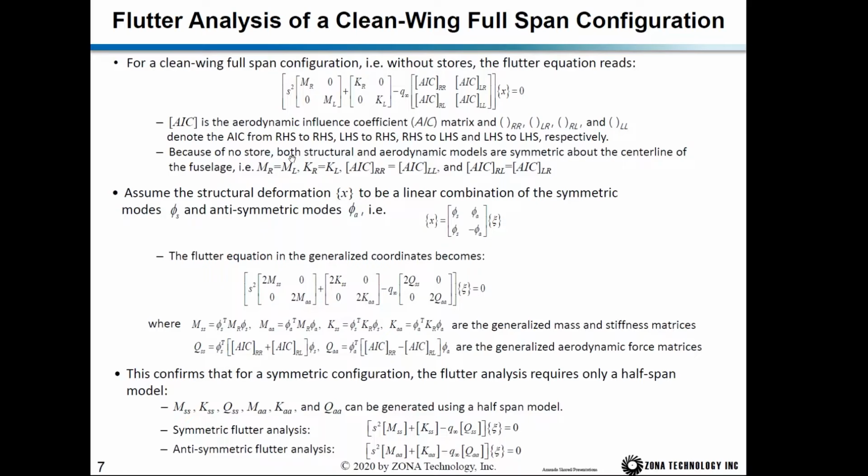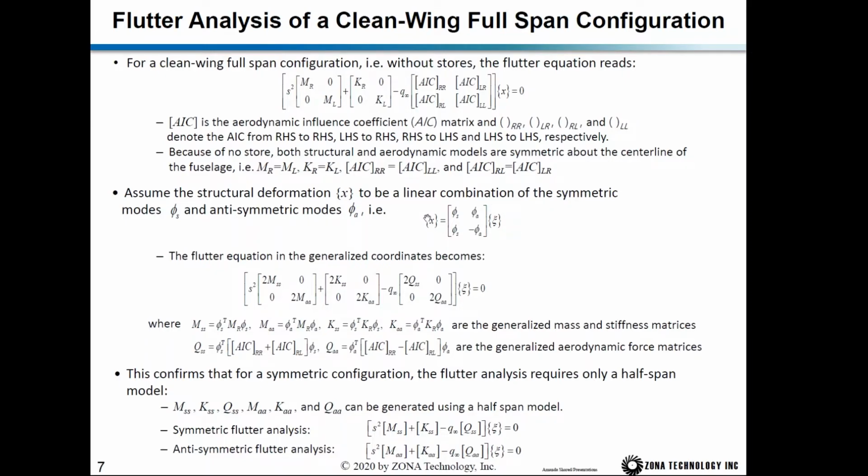Because of no store, both structural and aerodynamic models are symmetric about the center line of the fuselage. So the G-set mass matrix on the right-hand side equals the left-hand side, and also the stiffness matrix on the right-hand side equals the left-hand side, and AIC RR equals AIC LL, and AIC RL equals AIC LR. Then we assume the structural deformation X to be a linear combination of the symmetric and anti-symmetric modes.